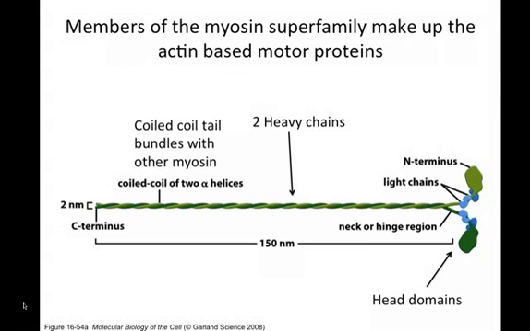So members of the myosin superfamily, and I say superfamily because there are many members of this family, make up the actin-based motor proteins. They are dimers, and so they have two heavy chains, and then they have the head domains. And there's this coiled coil of these two alpha helices. And it'll bundle with other myosin. If you're remembering learning in physiology about actin and myosin and muscle contraction, you probably remember seeing a lot of myosin heads, and it's because there are a lot of myosin motor proteins bundled together through the coiling of this coil domain. Okay?